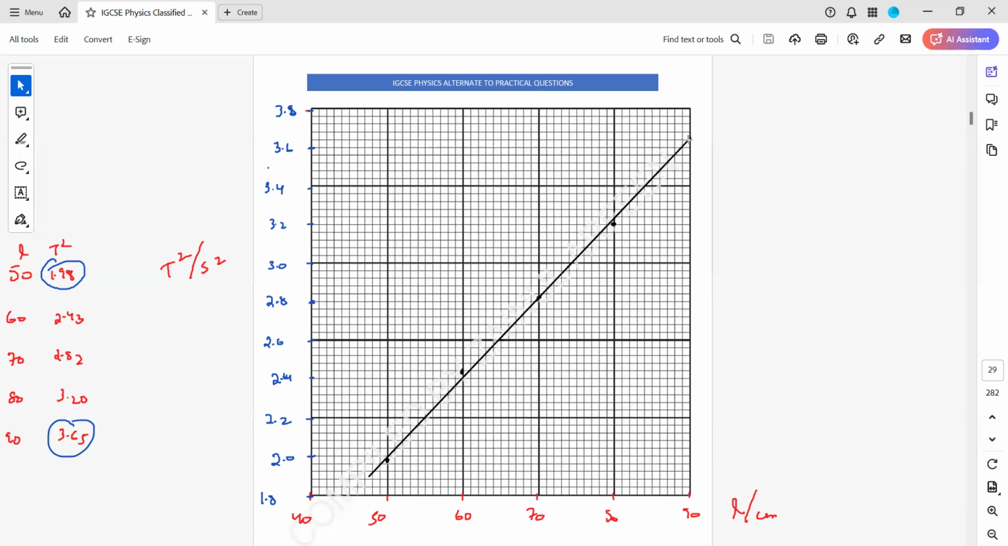What does best fit straight line mean? The number of points above and below should be the same. As you can see here, 2 points are below, 2 points are above. So this shows a best fit straight line, or a line of best fit.